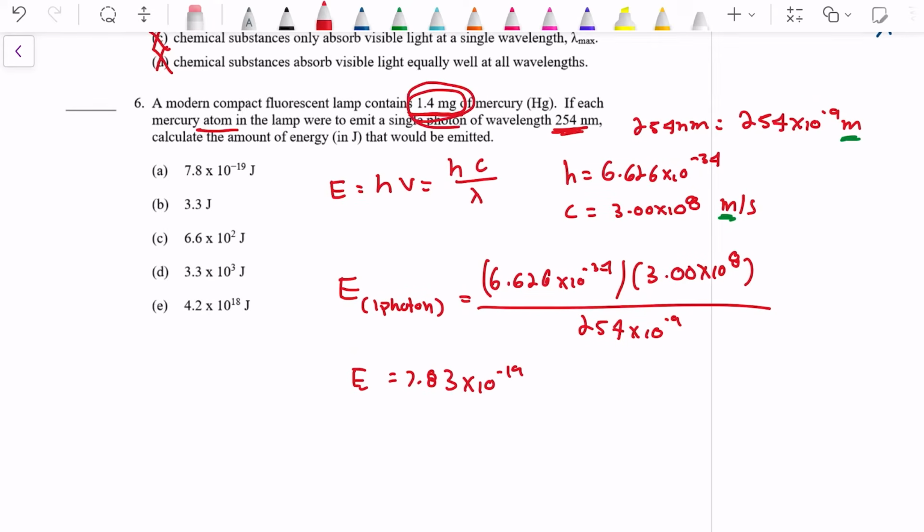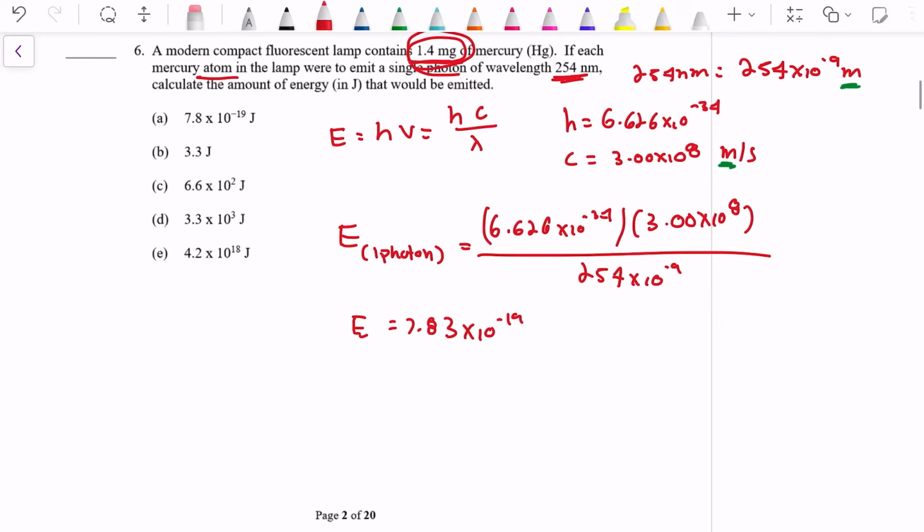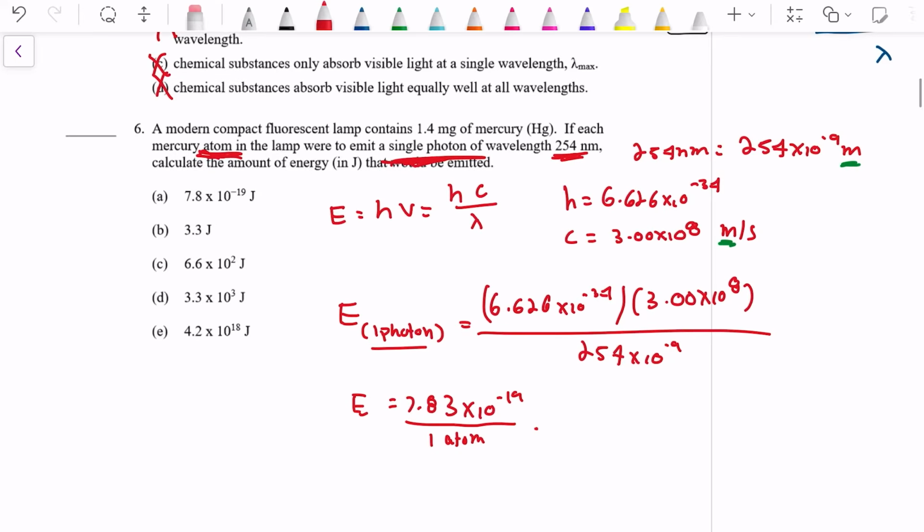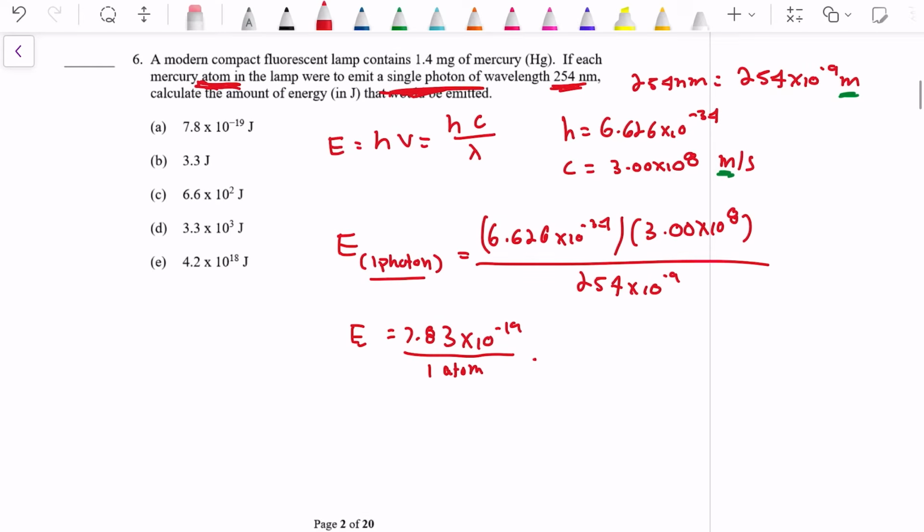Our species we're trying to analyze is not one photon, it's 1.4 grams. So this is essentially the energy of one photon, or one atom, sorry. Because each atom is emitting one photon, I can just change my one photon into one atom. Anyways, let's find out how many atoms we're going to have.